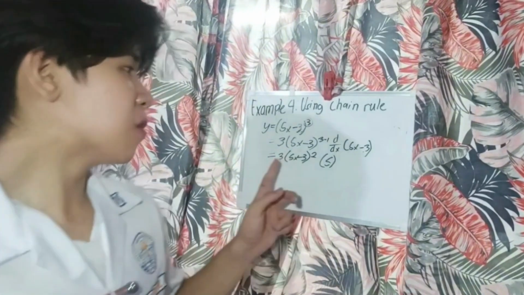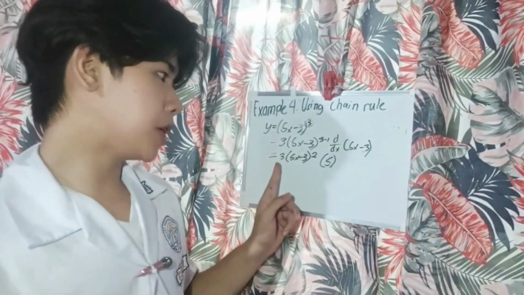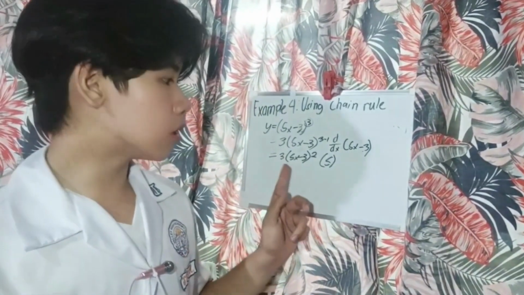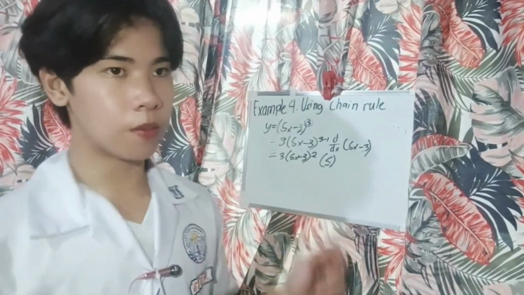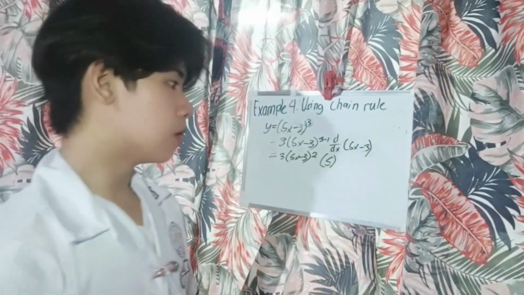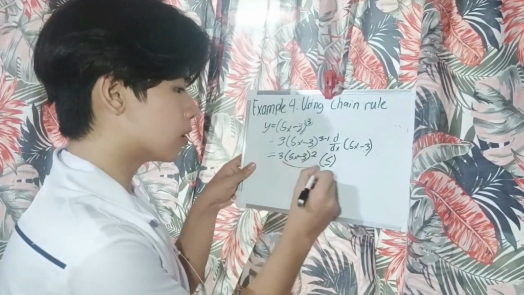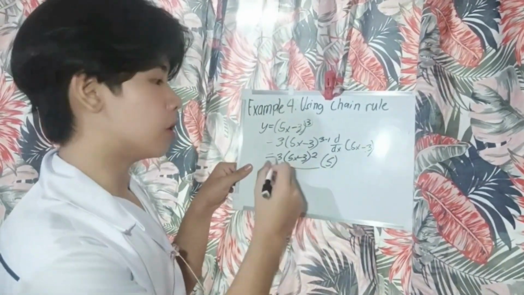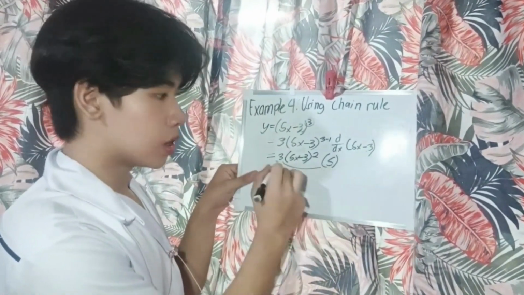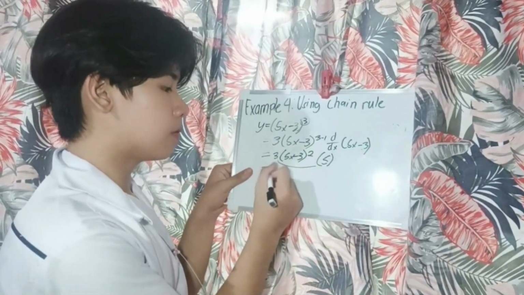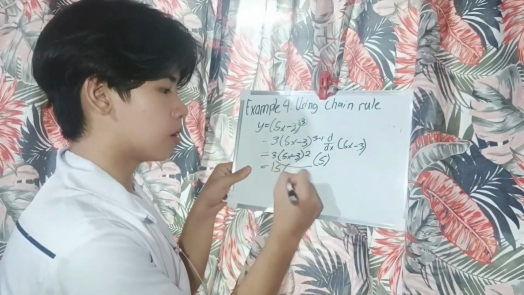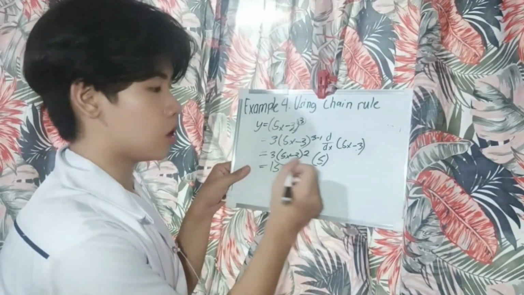So after solving that, we have 3 times (5x minus 3) raised to 2 times 5. And like last time, all we need to do is multiply 3, or the number here, by the number here. So 3 times 5 is 15. Then we copy this.